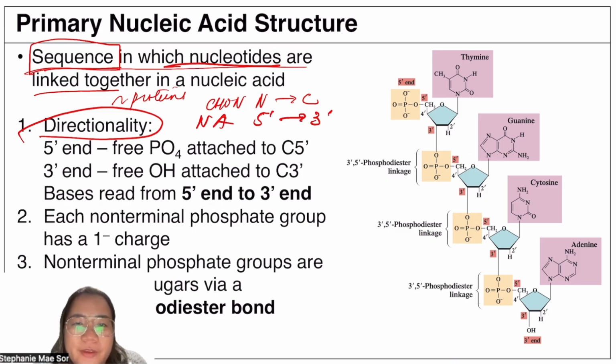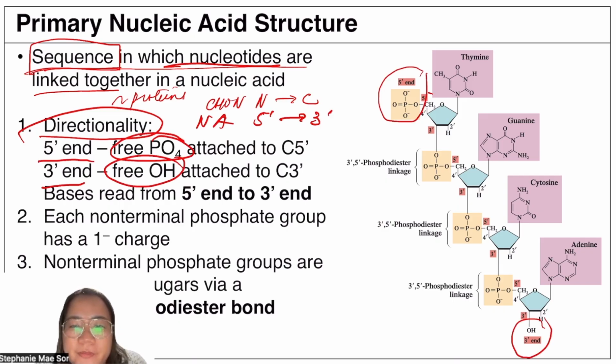So, the 5' end has the free phosphate at the C5'. Kaya siya prime end, di ba? Kasi di ba C5', may mga prime tayo doon pag nina-number natin yung mga sugars natin. So sugars, when you number them 1, 2, 3, 4, 5 prime, you add a prime. So 5' end, nandoon siya sa C5' na carbon, may naka-attach na phosphate. And then on the 3' end, sa C3' may naka-attach na OH.